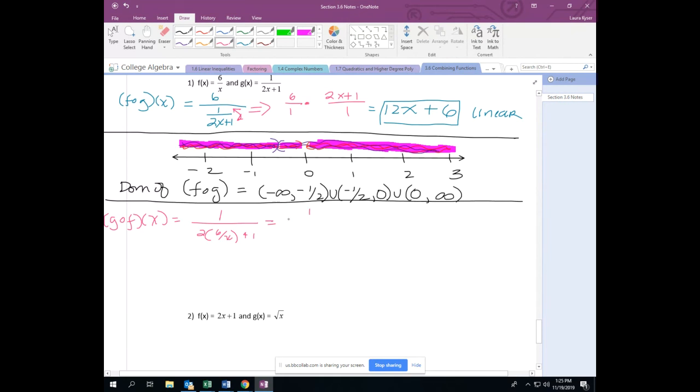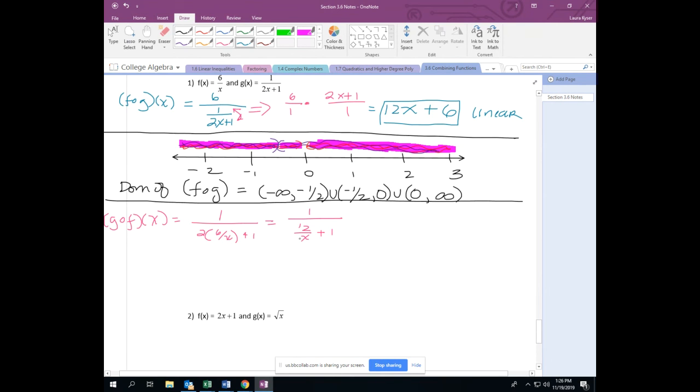That can simplify a little bit to begin with. 2 times 6 over x is 12 over x plus 1. Now, we cannot leave it in this form. So there's a couple different things that we have to do. First of all, we need to combine these terms under here in this denominator. And to do that, we're going to need a common denominator.